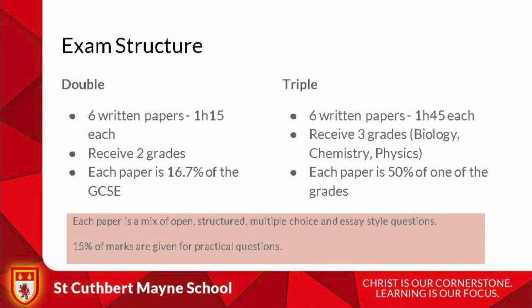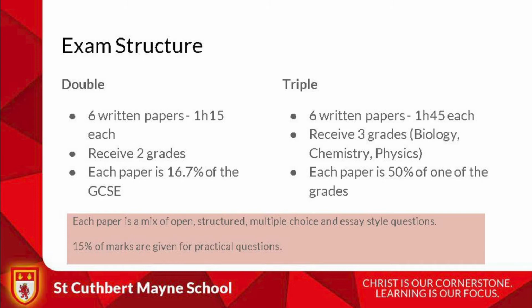If a student is taking double science, they will take 6 written papers, which are 1 hour and 15 minutes each. 2 of those papers are biology based, 2 chemistry and 2 physics. At the end of these 6 papers, they will receive 2 grades.